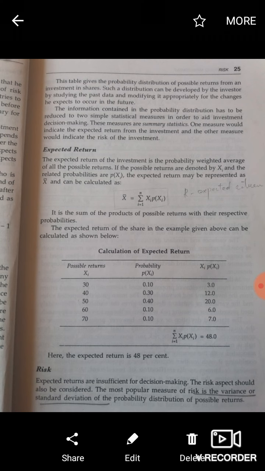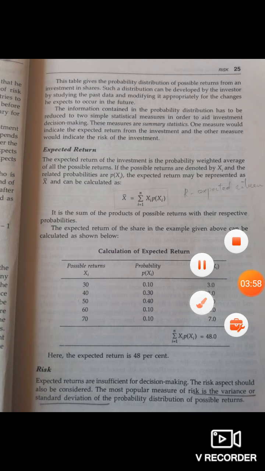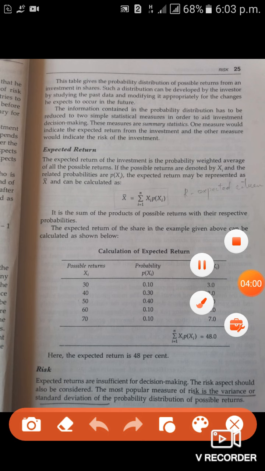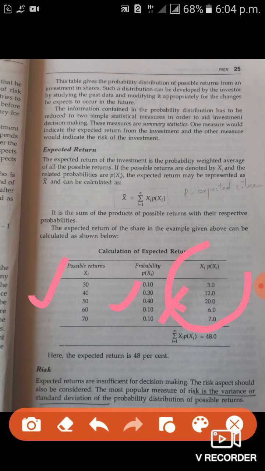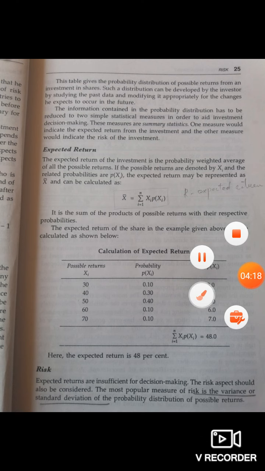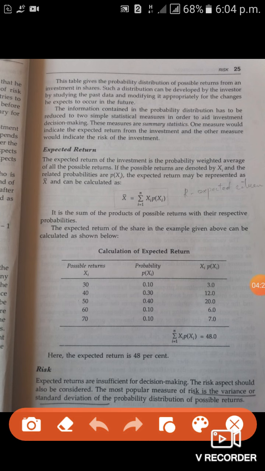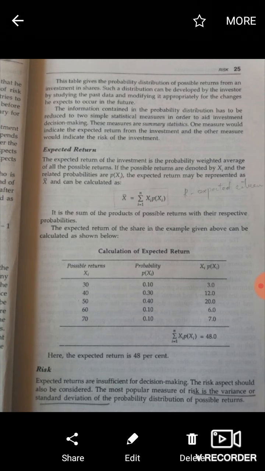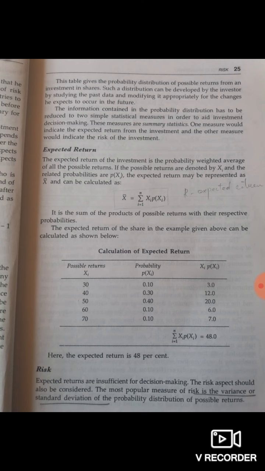They have given an example of how it is calculated. Here they have given the possible returns, that is xi, and here there is a probability, that is p of xi. They multiply both of them and we get xi into p of xi, and then they sum it up. Sigma i equals 1 to n, xi into p of xi, equals 48. So, we have calculated the return of our security as 48%.